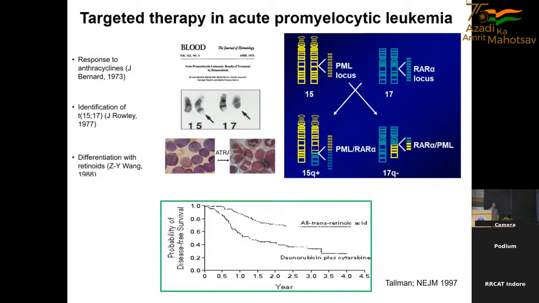And if you look at the survival when this chemotherapy, daunorubicin plus cytarabine, was given, the survival of this disease was very poor, hardly 2 years. But now, in fact, this is an old paper of 97, but in 2022, this disease is virtually curable by the two drugs, arsenic trioxide and all-trans retinoic acid.